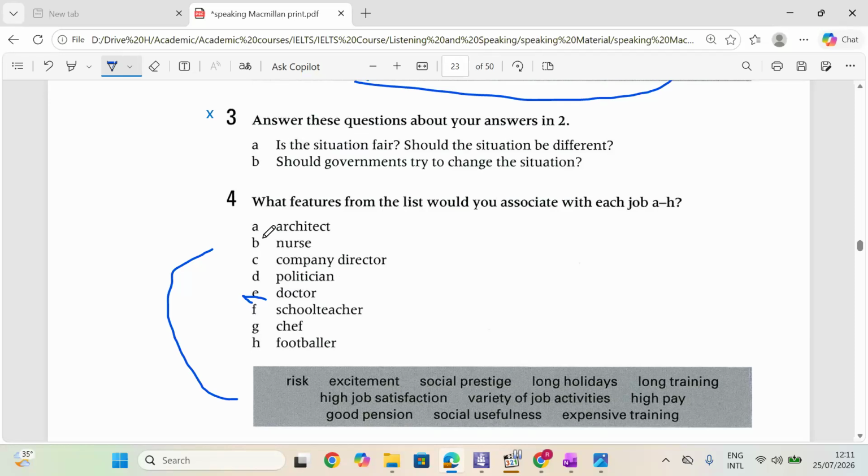Okay, an architect requires long training and expensive training to design modern buildings with a variety of job activities with high job satisfaction. Good job, yes, excellent. That's excellent, thanks. Malik.